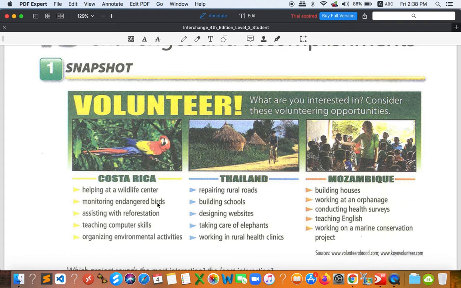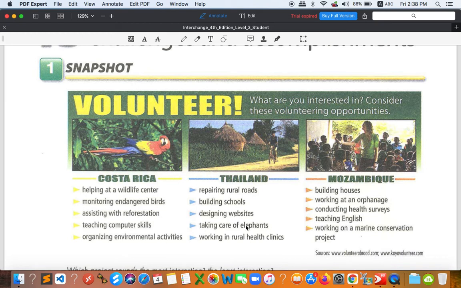So the bird might not be alive, okay? So you need to monitor this kind of thing. It is very rare. Assisting with the reforestation. Assist means helping. Reforest is just like replant, okay? Plant the trees once again. Teaching computer skills, if you know how, then you can try. Organizing environmental activities, okay?